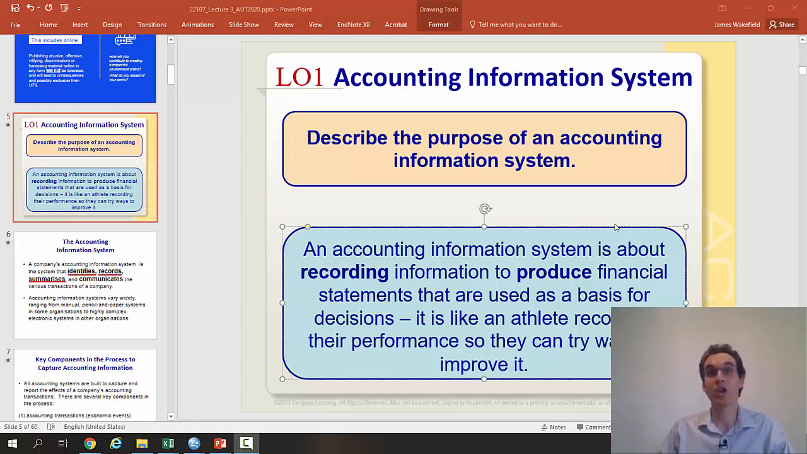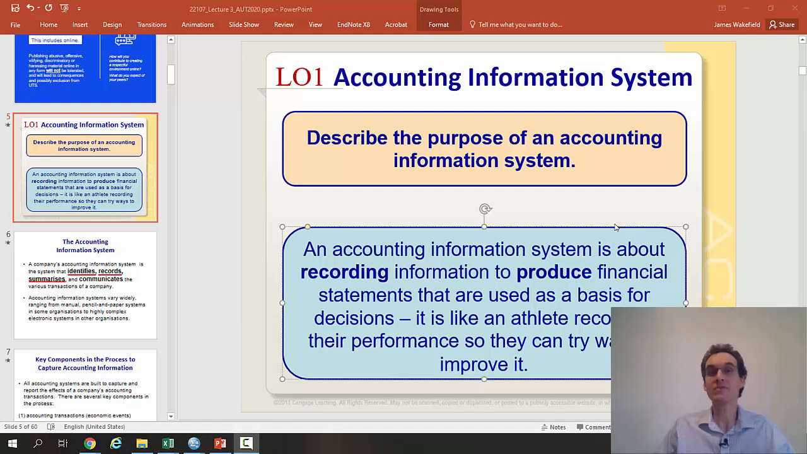Let's have a look at learning objective number one. Learning objective number one looks at the accounting information system and describes the purpose of an accounting information system. And the purpose basically is to capture accounting information to produce financial reports which are useful for our decision making.